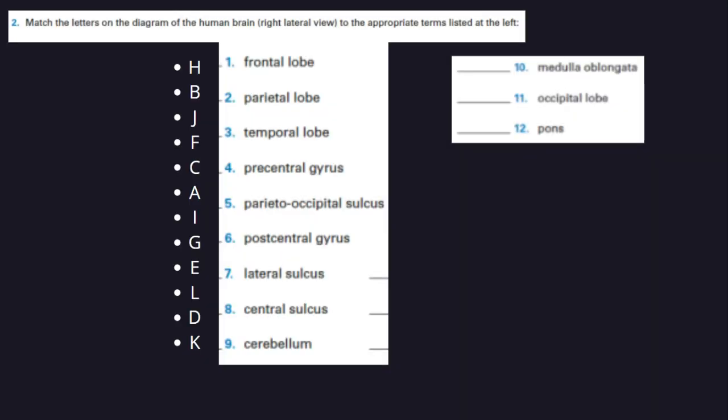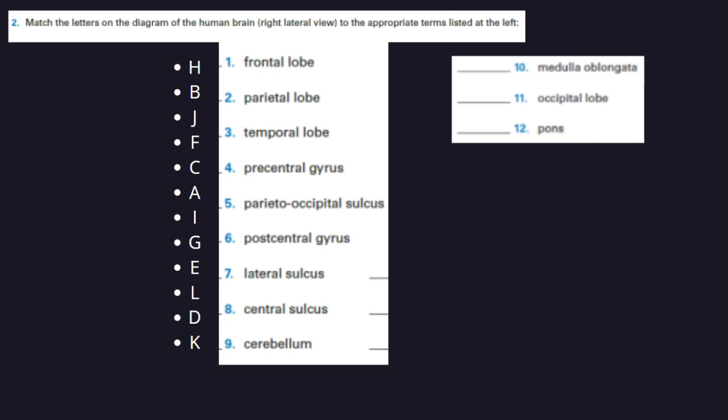Number 2. Match the letters on the diagram of the brain, right lateral view, to the appropriate terms listed at the left. Number 1. Frontal lobe. Our answer is letter H. Number 2. Parietal lobe. Our answer is letter B. Number 3. Temporal lobe. Our answer is letter J.